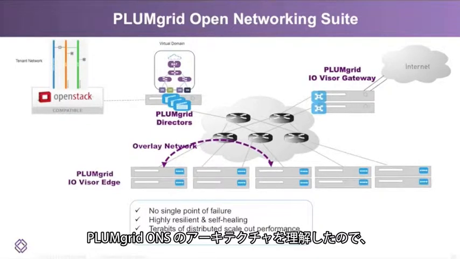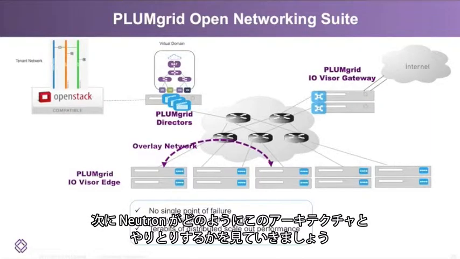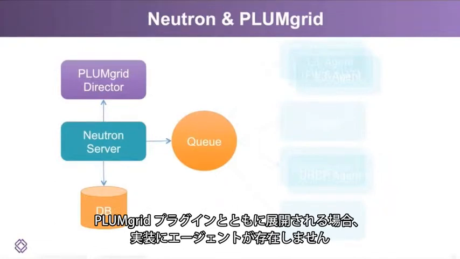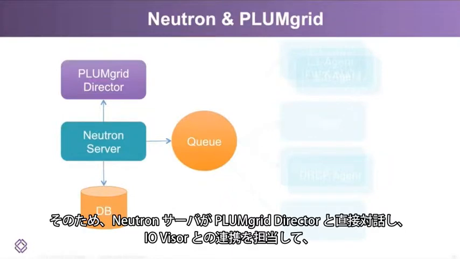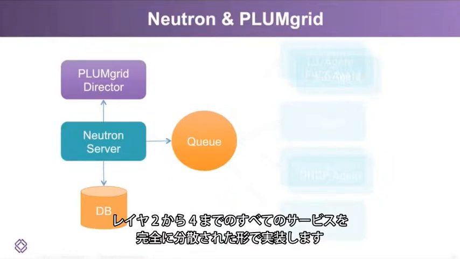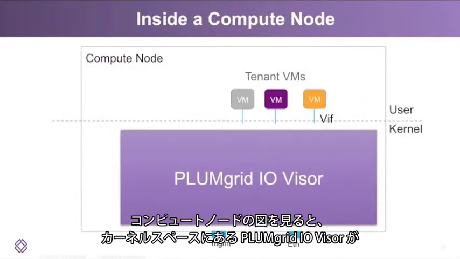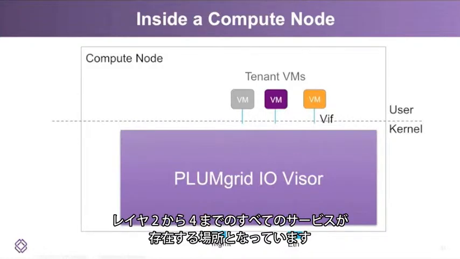Now that we understand the PLUMgrid ONS architecture, let's look at how Neutron interacts with it. When deployed with the PLUMgrid plugin, there are no agents in the implementation. So the Neutron server will interact directly with the PLUMgrid director, who will then be responsible to work with the IO Visors to implement all the layer 2 to 4 services in a fully distributed manner. Looking at the compute node representation, the PLUMgrid IO Visor, sitting in the kernel space, is where all the layer 2 to 4 services are.